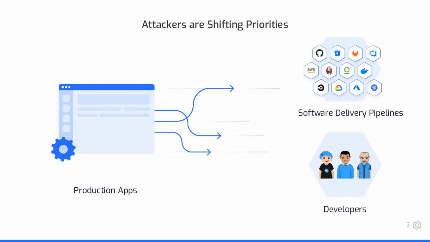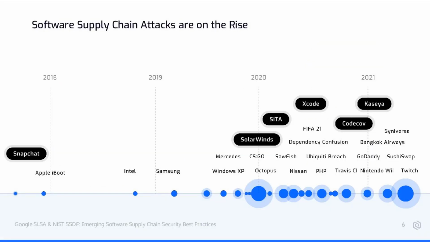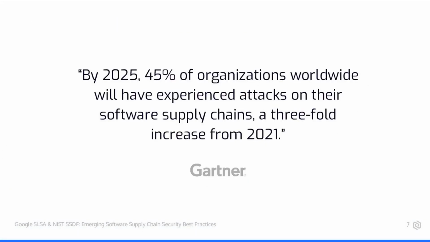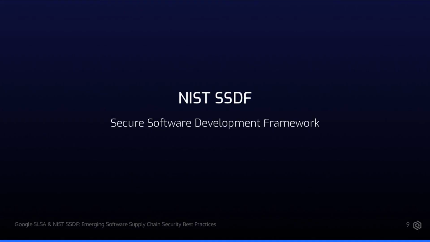Well, attackers are shifting priorities. Rather than attacking production apps directly, we've seen a rise in software delivery pipelines and developers being attacked directly. Software supply chain attacks are on the rise. As far back as 2018, we only saw a few of them. But in the last year or so, we've seen SolarWinds, we've seen CodeCov, we've seen Kaseya, all of which have really rocked the security community. And by 2025, 45% of organizations worldwide will have experienced attacks on their software supply chains, which is a 3-fold increase from this last year.